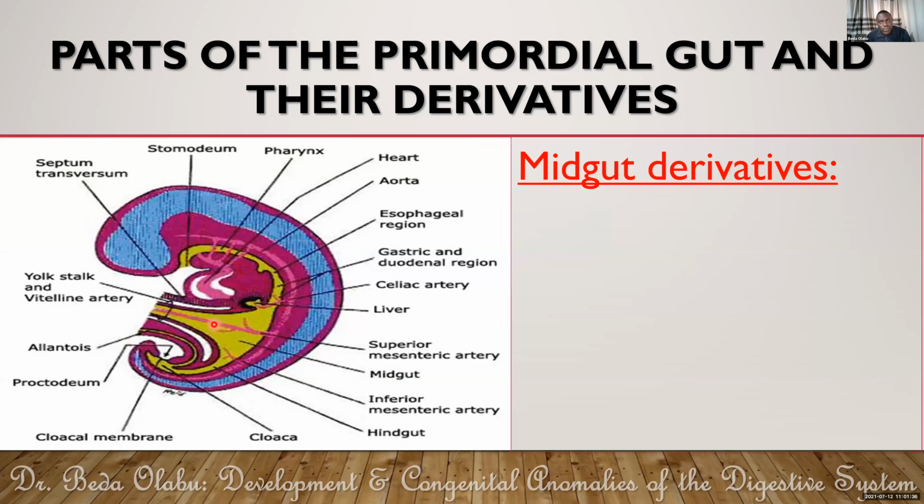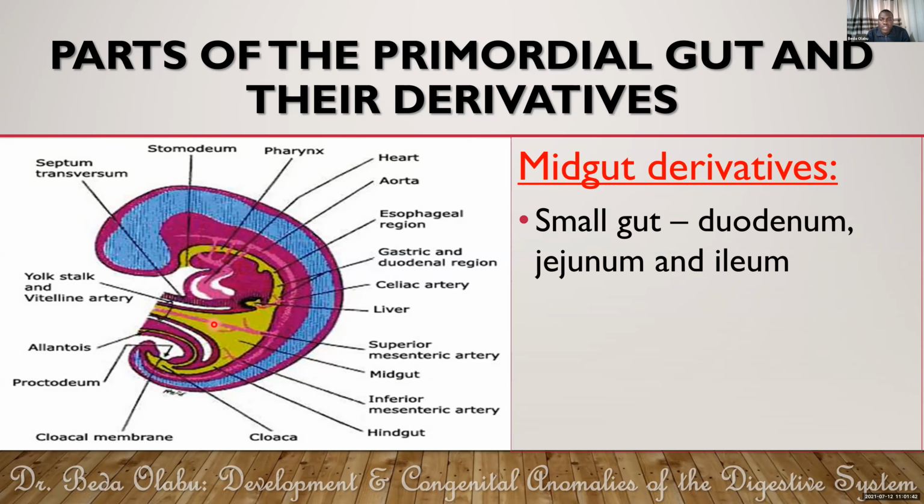All right, so what does midgut give us? The midgut will give us a large part of the small intestine. So starting from the duodenum, which means it will give us the distal segments of the duodenum. So we are talking of D3 and D4, but we're also talking of a small part of D2, the distal part of D2. Because the junction between the foregut and the midgut is not exactly at the junction between D2 and D3, but somewhere in the lower part of D2.